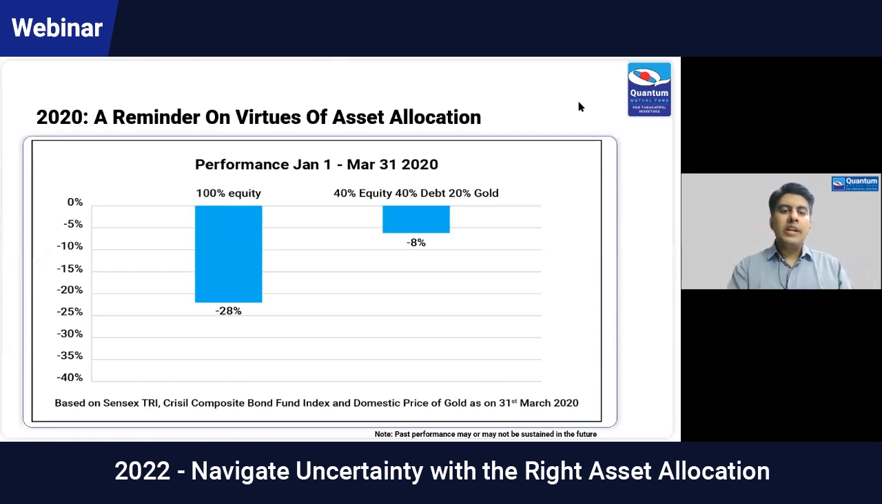So if you're only in equities, are you ready to take a 20, 30, 40% knock, or rather be in an asset allocation like 40% equity, 40% debt, 20% gold, very well diversified, which would have fallen only by 8% in that quarter? So this is more of a risk that you're ready to take rather than the risk that you're unwilling to take. And that is what gets rationalized by asset allocation.